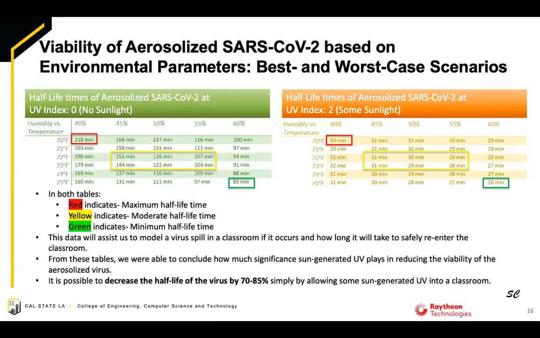It's important to note the difference in time the virus can survive in a room with sunlight versus none. And this shows us that by allowing some sunlight into a room, it can decrease its half-life by up to 85%, which is a significant drop in viability, which one should consider since it can be easily implemented.